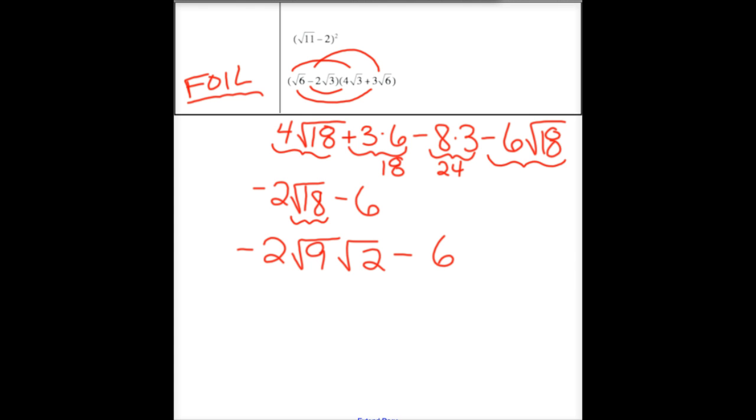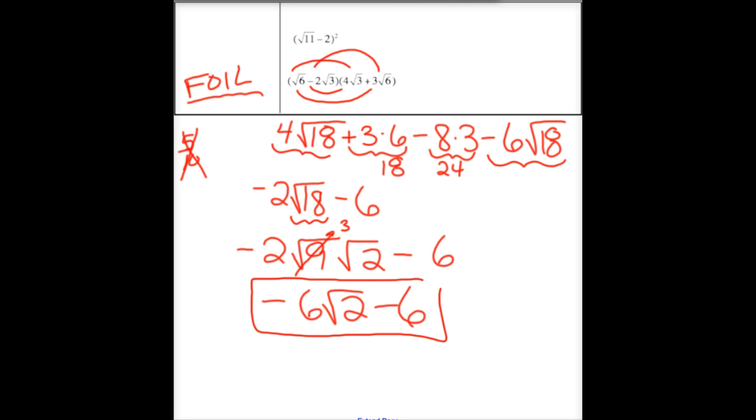It's kind of like with fractions. You would never leave 5/10 because it's not done. Well, you never leave root 18 anymore either because it's not done. Root 9 right here is a 3. So we've got negative 2 times 3, negative 6 root 2's down 6. And at this point it's done because they are not like terms. So now I'm done. Sorry about that.